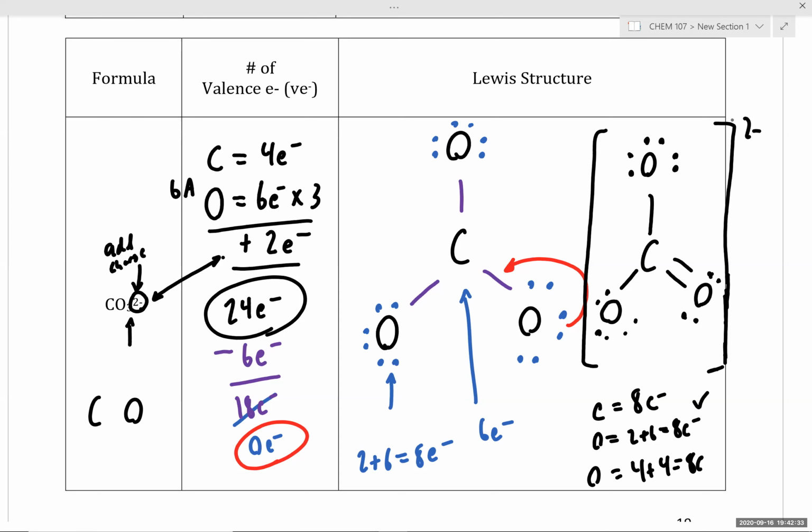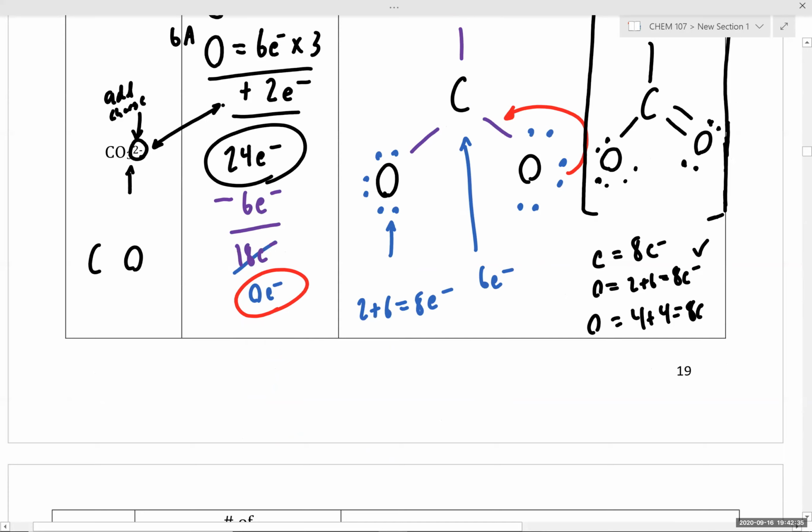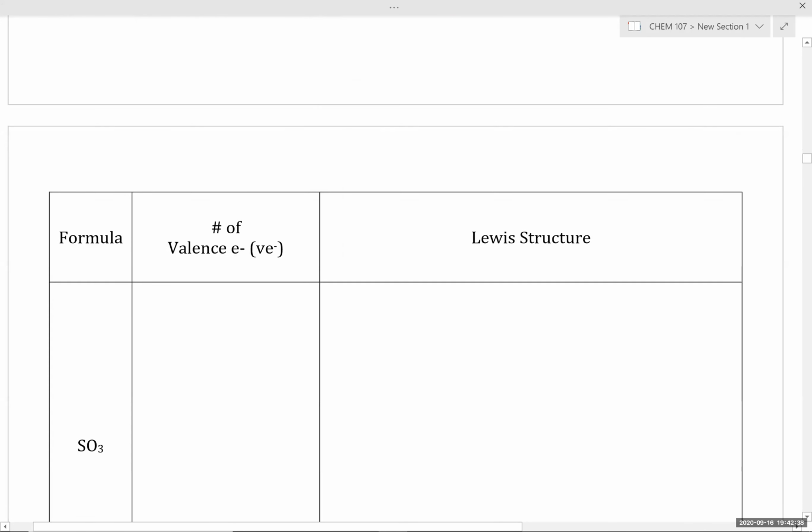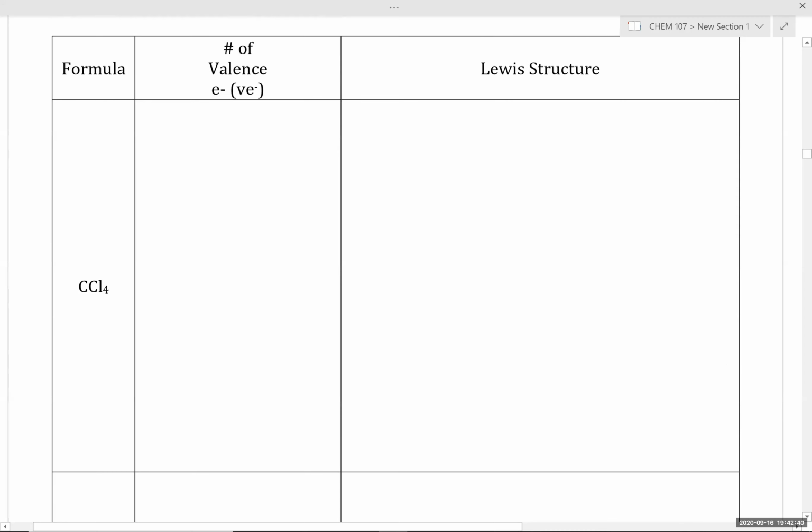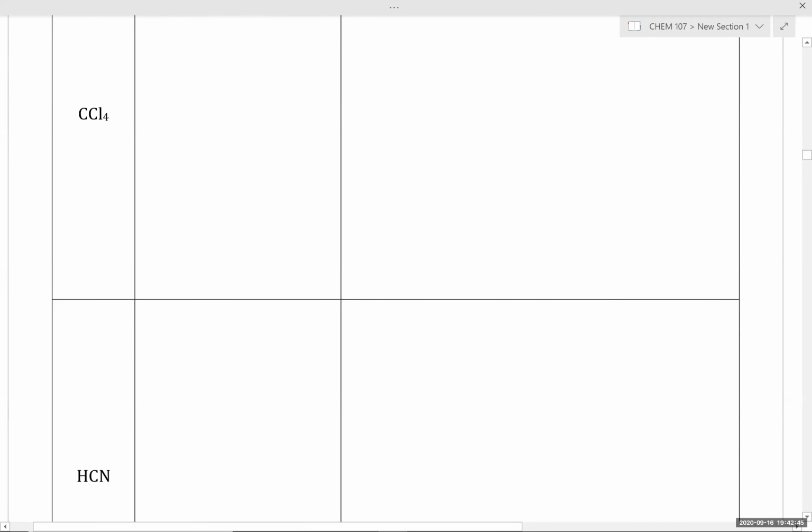Perfect. So Lewis structures are best learned via doing. So they're best done via practice. And this is partially why I like the annotate tool. So I'd like you to try and write the Lewis structures for the following 2 molecules. The first is carbon tetrachloride, and the second molecule is hydrogen cyanide. So let's take about 5 or 6 minutes and work on drawing the Lewis structures for these molecules.